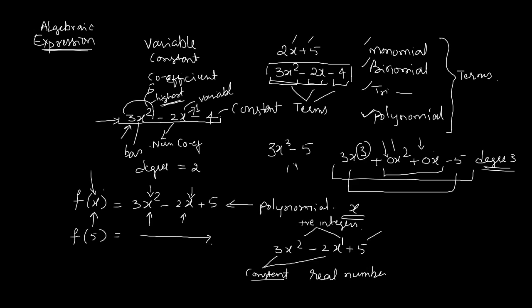So real numbers, I can actually have a rational or irrational number, such as root 3 x square minus root 2x plus 5. That's fine. It's still a polynomial. But as you can see, I had mentioned the powers or these exponents are positive integers.